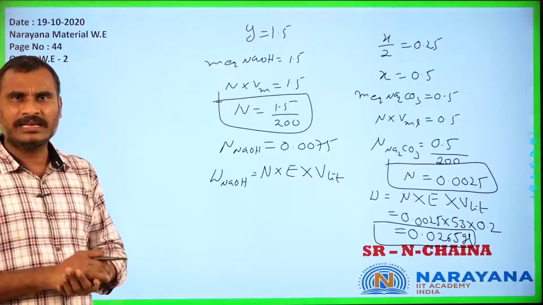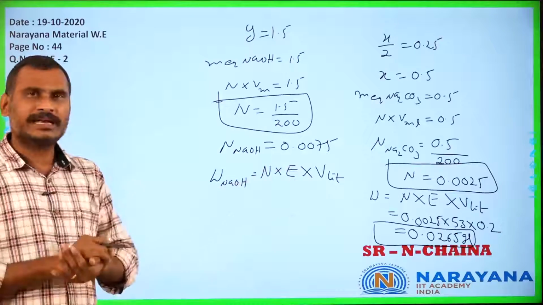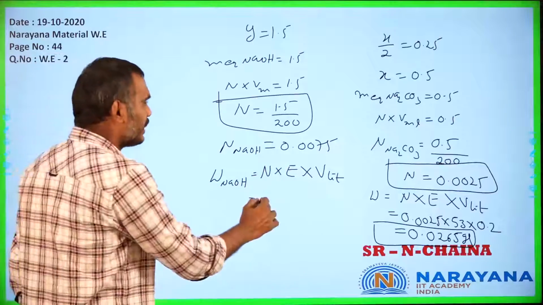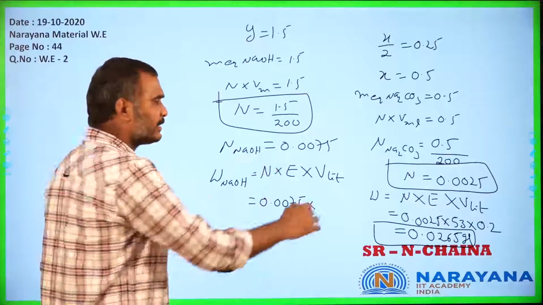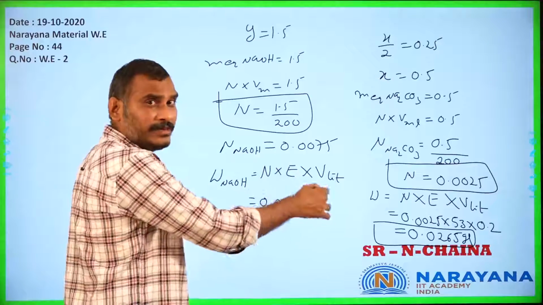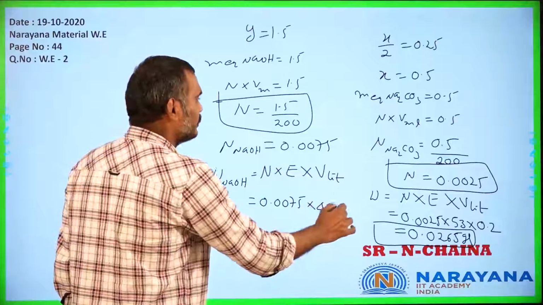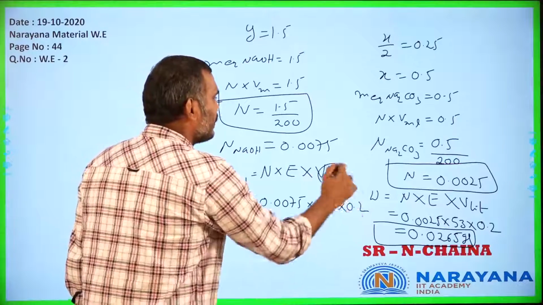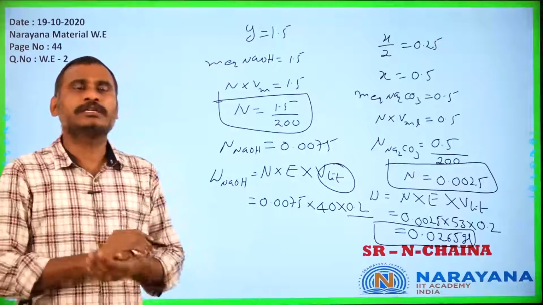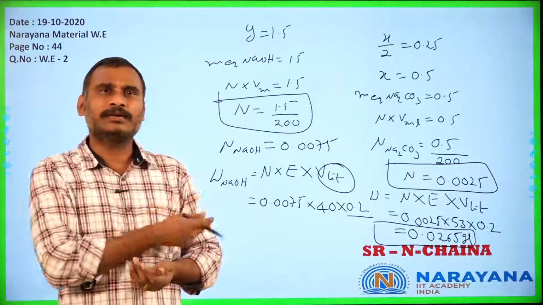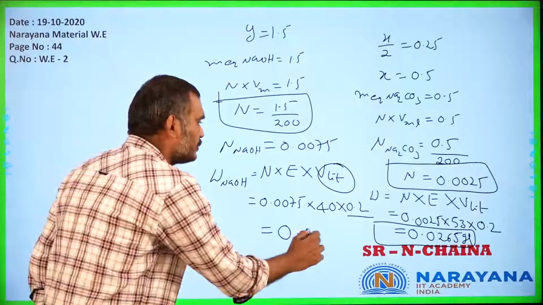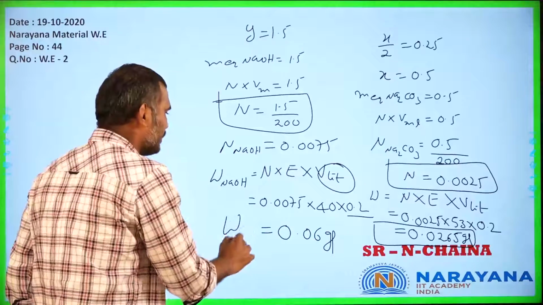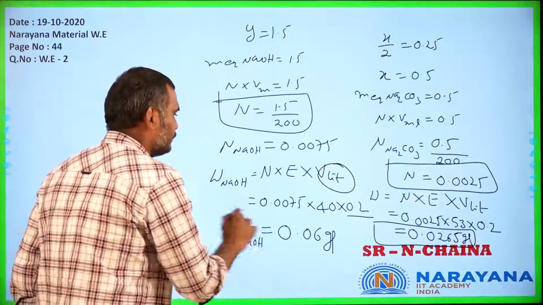Then weight of the sodium hydroxide is equal to normality, you got 0.0075, into equivalent weight of sodium hydroxide, 23 plus 17, 40, into 0.2. Sir, why are you writing 0.2? The solution is 200 ml, that is equal to 0.2 liters. After doing so, you will get 0.06 grams. That is the weight of sodium hydroxide obtained.